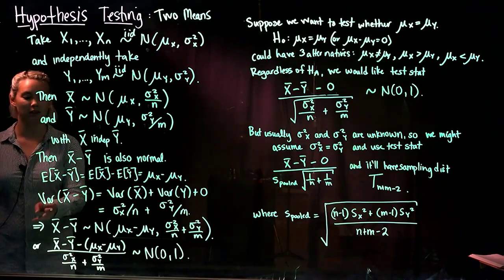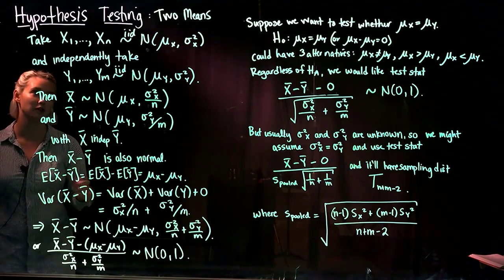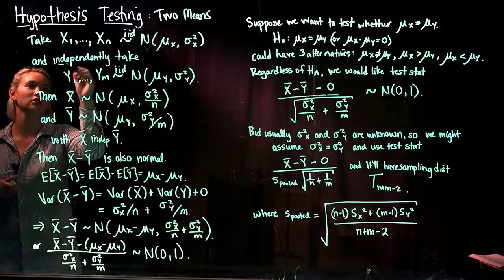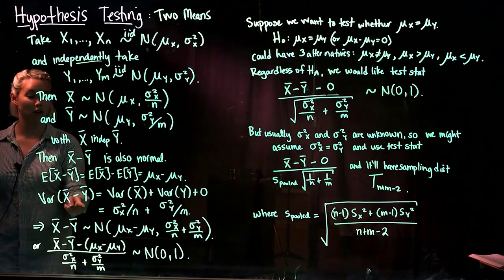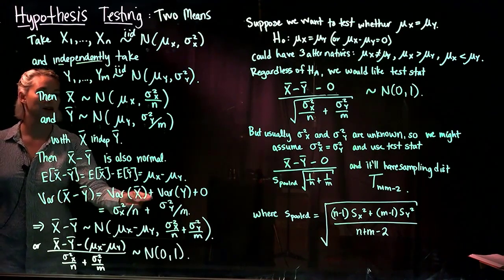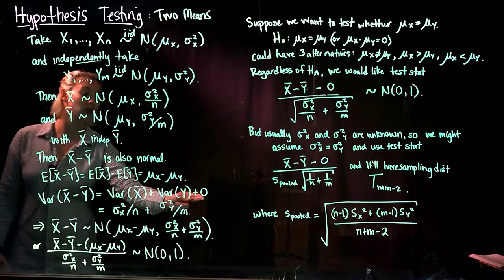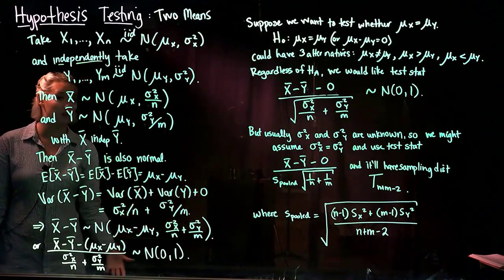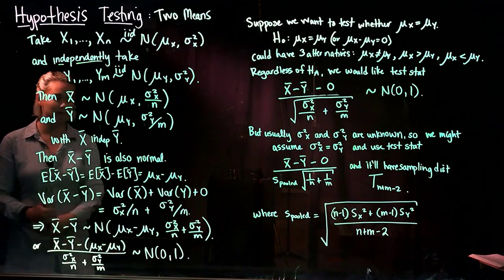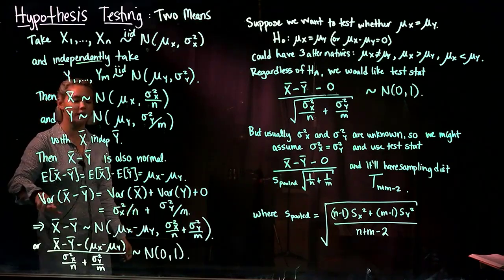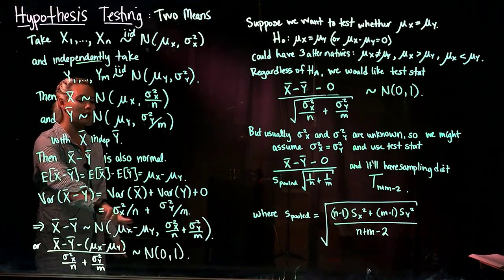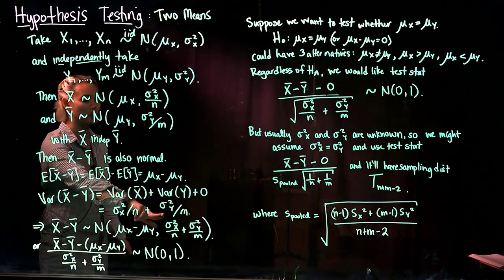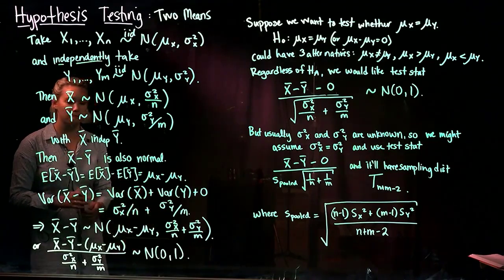Now let's do the variance of x bar minus y bar. And here is where it's useful that we took these two samples independently. The variance of x bar minus y bar is just the variance of x bar plus the variance of y bar, and we don't have a covariance term because we took x bar and y bar independently. So the variance of x bar minus y bar is the variance of x bar, which is sigma squared x divided by n, plus the variance of y bar, which is sigma squared y divided by m.